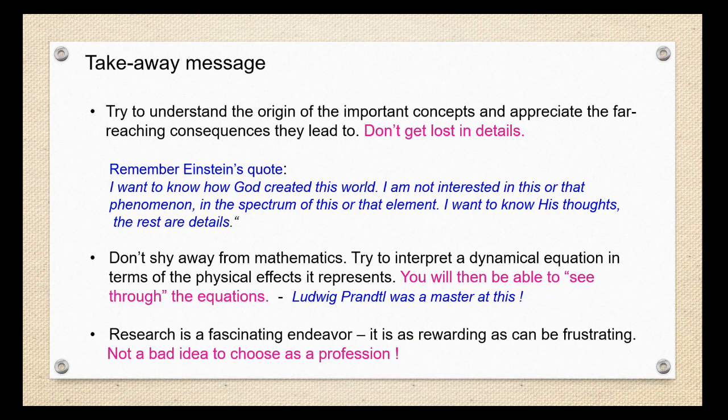We have seen the interplay between physics and mathematics, when we looked at the development of boundary layer equations, starting from Navier-Stokes equations. So don't shy away from mathematics. Try to interpret a governing equation in terms of the physical effects it represents. Then you will be able to see through the equations, in the sense of what the different terms in the equation represent, and what are the important terms that should be retained in a given situation, especially a complex situation. And in fact, Ludwig Prandtl was a master at this, to see through the equations. And all this has been, as I said, an outcome of the research endeavor.